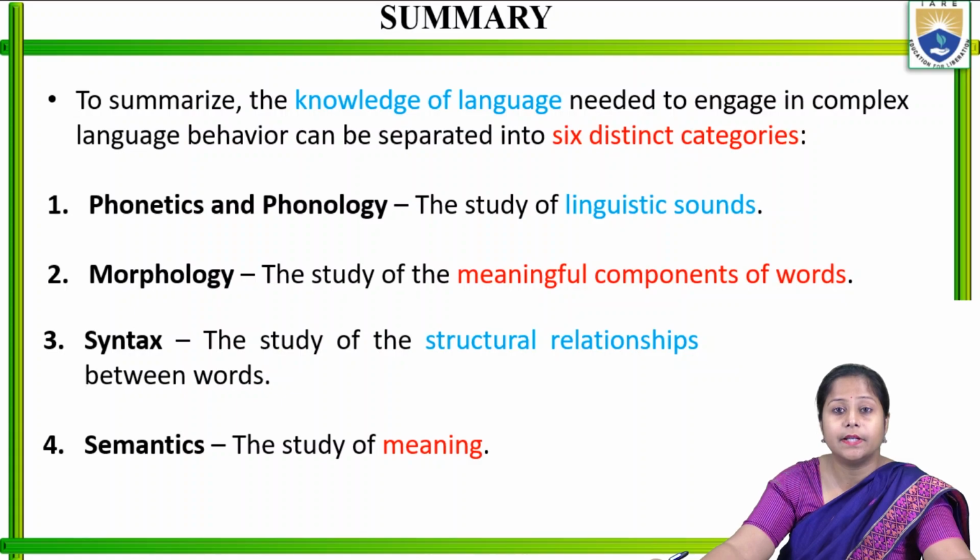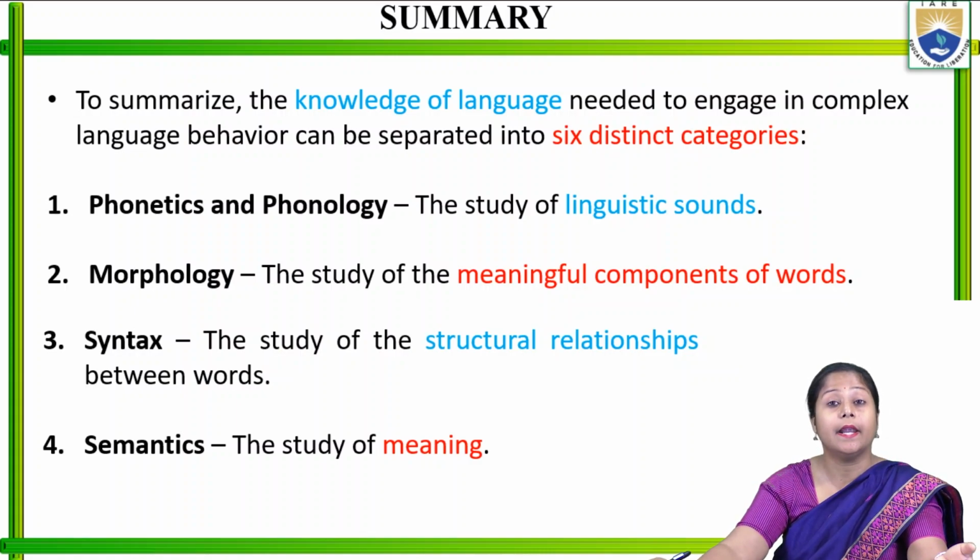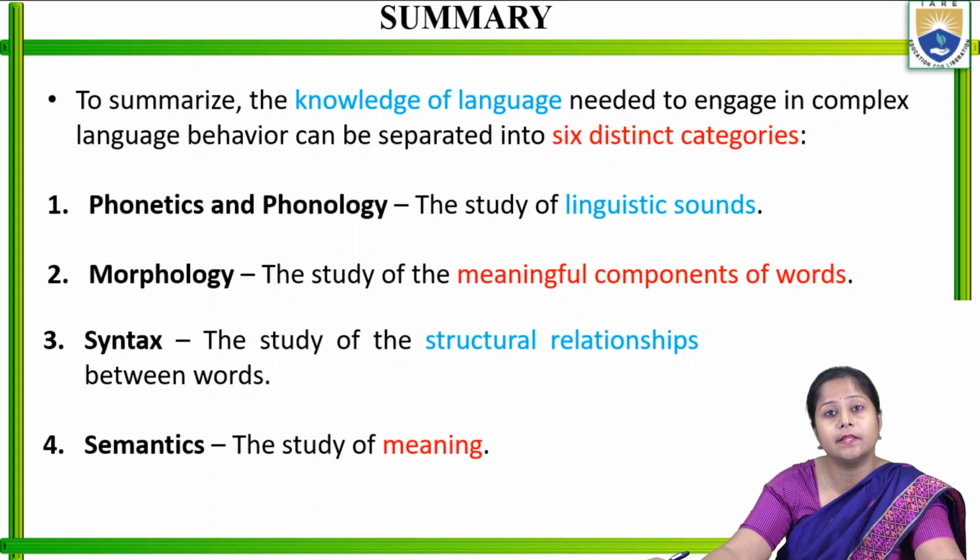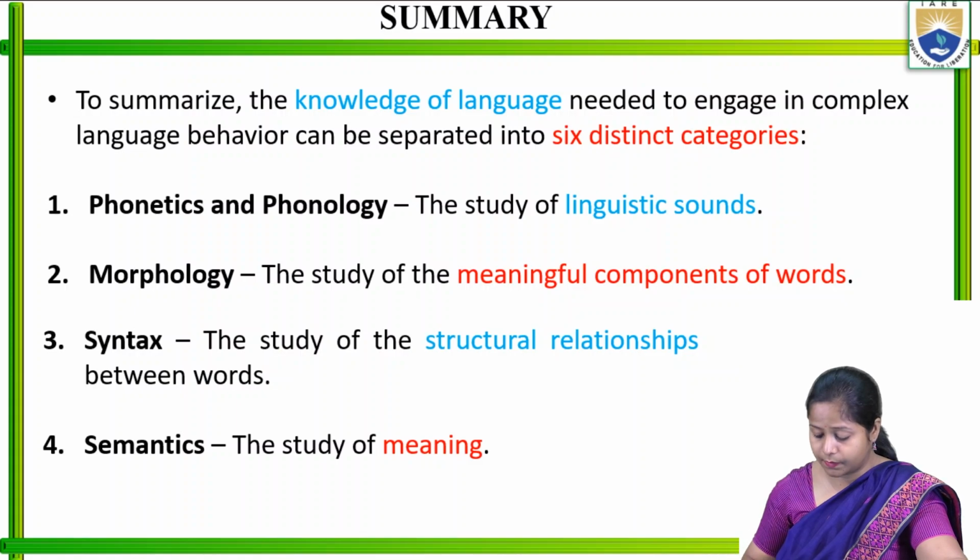Third is syntax. Syntax is the study of the structural relationship between words. In a sentence, how many words there are and how they make a relationship with each other, that structure of relationships is written in the form of syntax, and it is interpreted in the form of a sentence whenever it is read by different agents. Fourth is semantics, the study of the meaning of words in a sentence. So these four types we have covered.